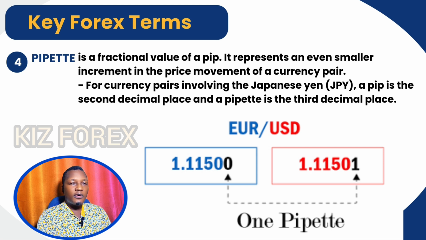Now, this has an exception of the Japanese yen, which is the JPY. On the Japanese yen, the pip is actually the second decimal point, while the pipet is the third decimal point. So on the Japanese yen only, we have this difference. But in every other currency pair that you have, the fifth decimal point is the pipet, while the fourth decimal point is the pip.